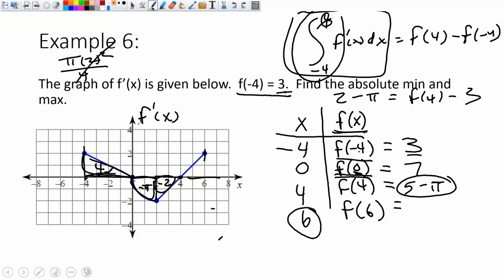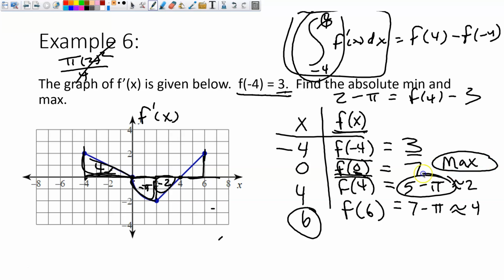So what is this little area right here? 2. So if I add 2 to this, I get... Okay, so this is about 2-ish? And this is going to be about 7 minus 3, about 4-ish. So what would you guys say is the absolute max? 7. And min? 5 minus pi. I want to say the actual answer there is 5 minus pi. But yeah, 2 is approximately what it would be. So this is our min right here. And that's that. What time is it?